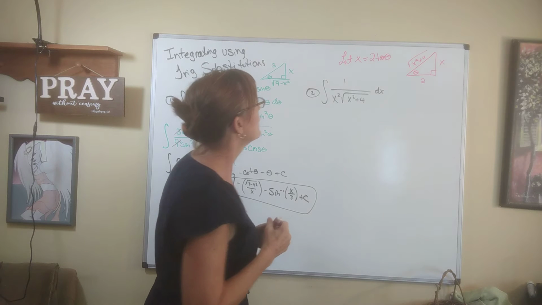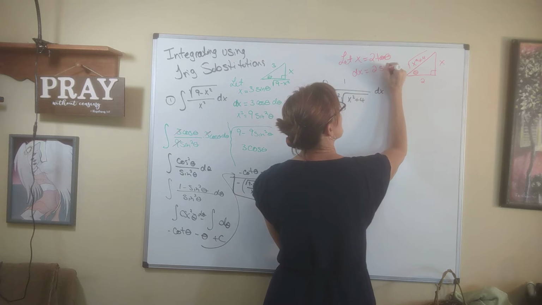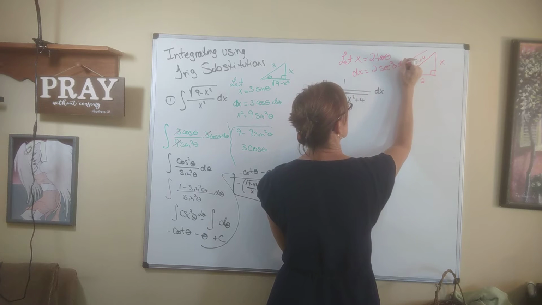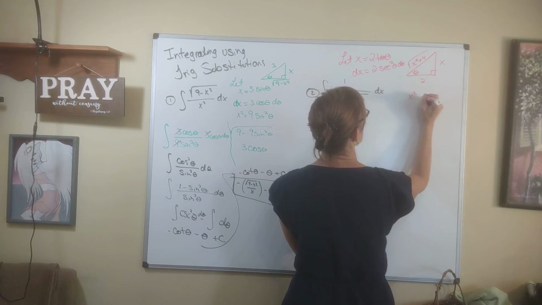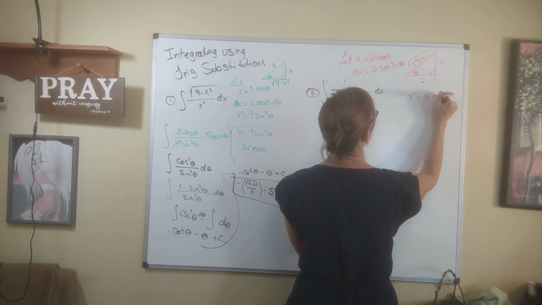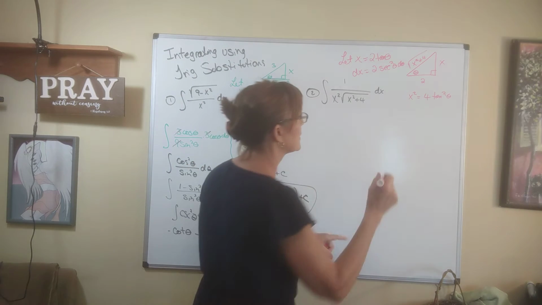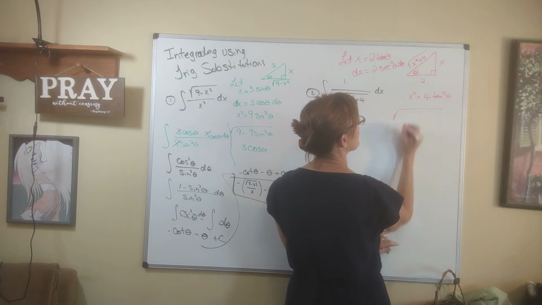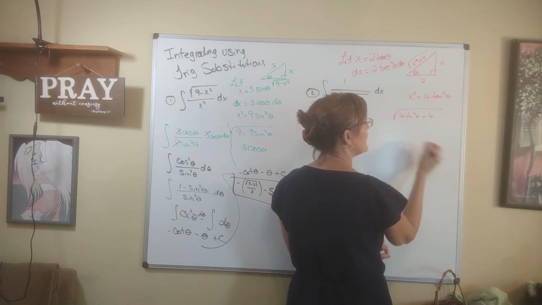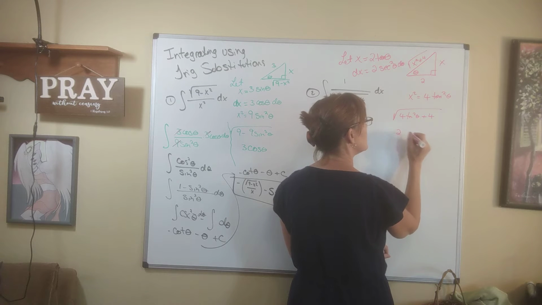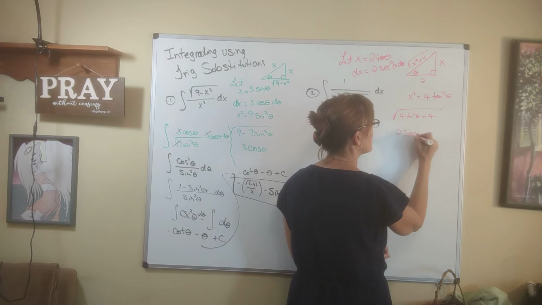Okay, now I'm going to need a dx. dx is going to be 2 secant squared of theta d theta. We're going to take the derivative of x. Okay, x squared. I'm going to need an x squared. An x squared is going to be 4 tangent squared of theta. And then the square root of x squared plus 4, that's going to be the square root of 4 tangent squared theta plus 4. Factor out 4, that's going to be a 2. I'm left with tangent squared plus 1, which is secant squared, so it's going to be 2 secant theta.